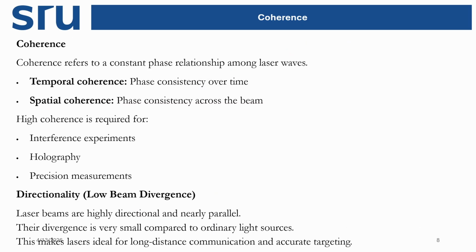Now, what is coherence? It is only one phase, so a constant phase relationship among the laser waves. So what wavelength will it generate? Only a single one: monochromaticity, only one wavelength. The phase will be the same.